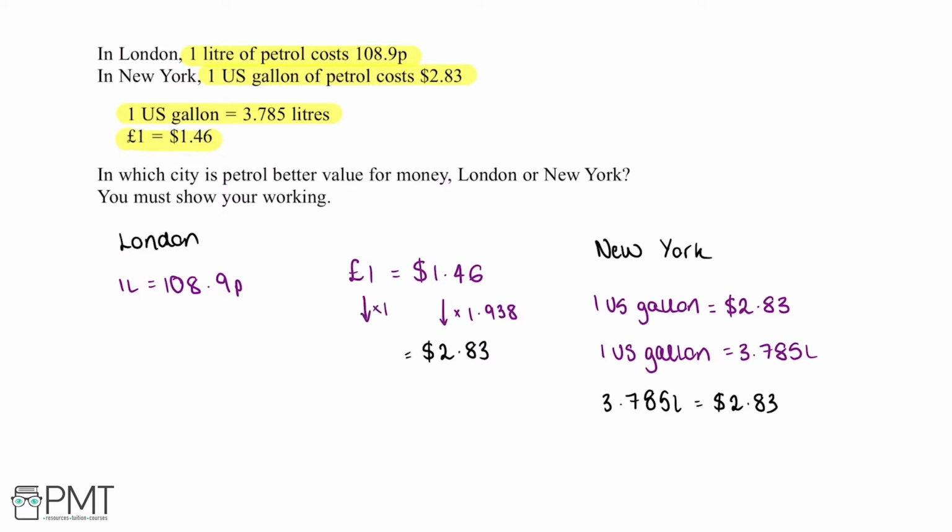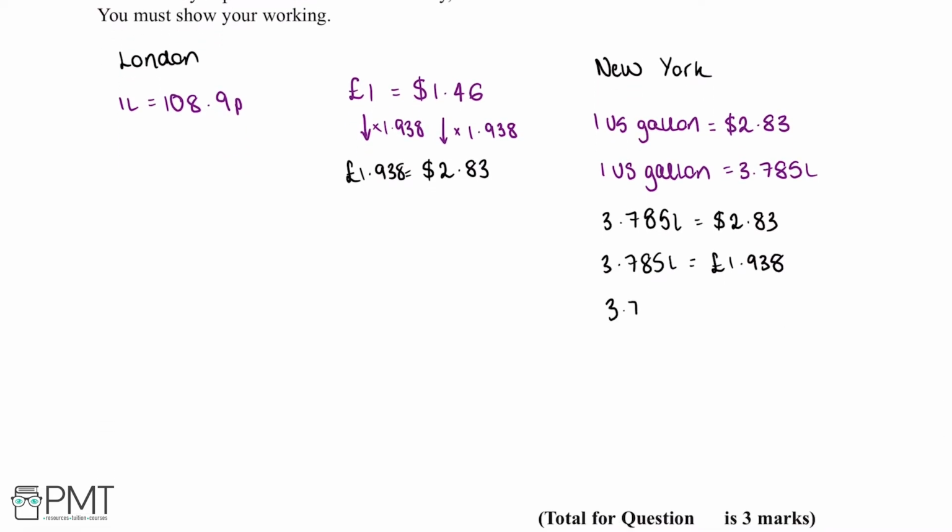So this means we can do the same calculation with the price, and 1 multiplied by 1.938 gives us 1.938. So this tells us that £1.938 is equal to $2.83. And this also means that 3.785 litres costs £1.938. And £1.938 is equal to 193.8 pence.